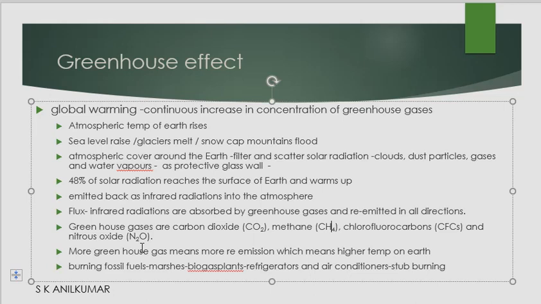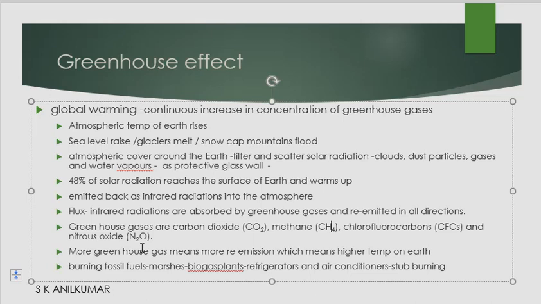Where does carbon dioxide come from? Not only do we breathe out carbon dioxide, but fossil fuel burning also lets out a lot of carbon dioxide. Marshes and animal waste, and biogas plants, give out methane, which is again a greenhouse gas. Then chlorofluorocarbons are used in aerosol sprays, in refrigerators, in air conditioners, etc. Burning of paddy stubble also gives a lot of greenhouse gases.